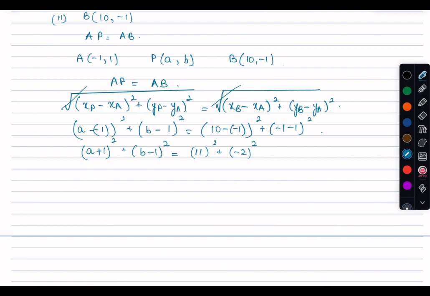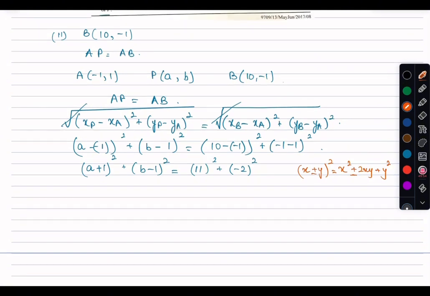Now here there is one thing that we should be very careful about, and that is that we are getting a plus 1 the whole square and b minus 1 the whole square. So do not forget that we have the algebraic identity, x plus y or x minus y the whole square as x squared plus 2xy plus y squared, or x squared minus 2xy plus y squared. So just remember that you have to substitute those identities here.